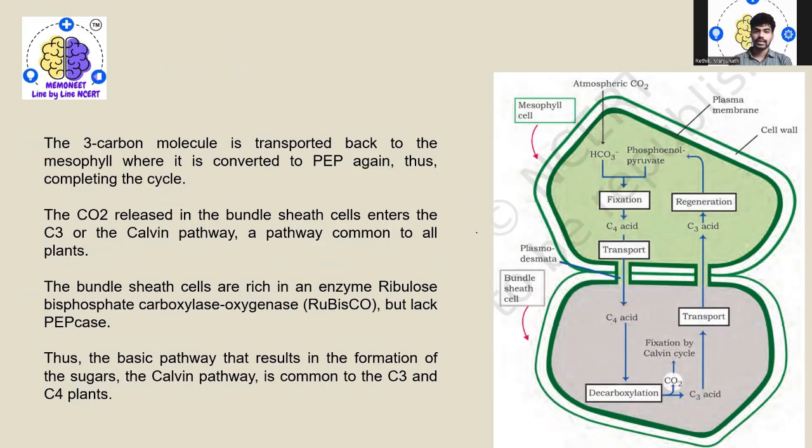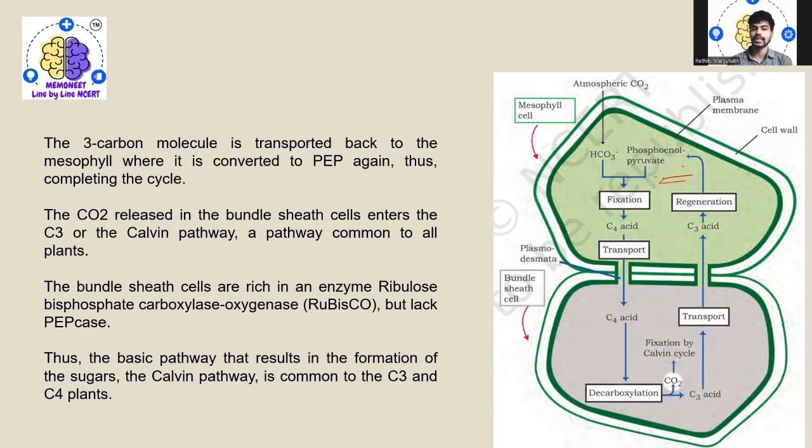So as now you can understand this, the C4 carbon molecules that you are seeing will be transported back to the mesophyll, where it is converted to what? PEP again. Okay. Thus, this will lead to the completion of the cycle. So the CO2 released in the bundle sheath, that which is released, right? That enters the C3 or Calvin pathway, a pathway which is common in all the plants.